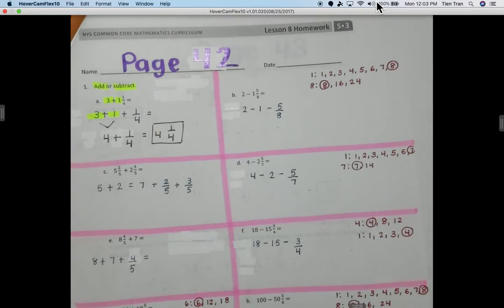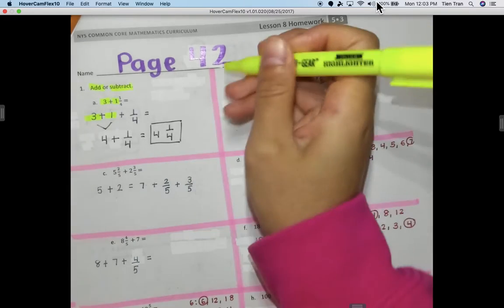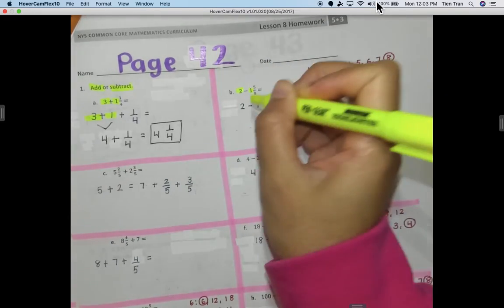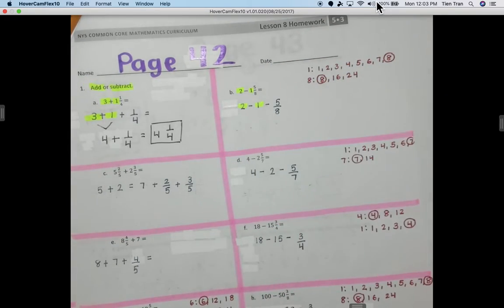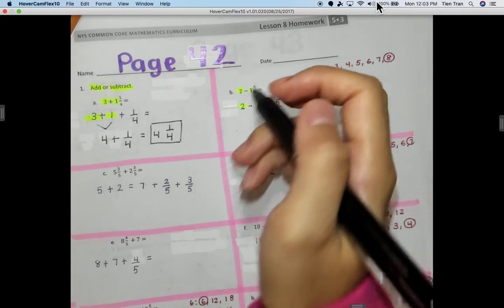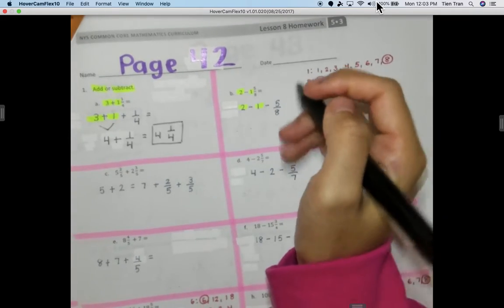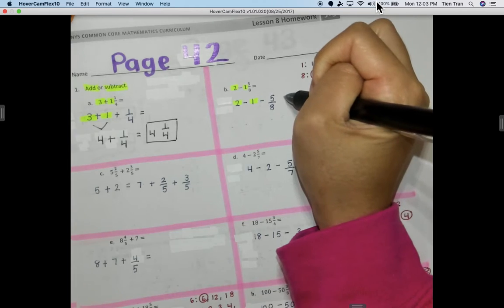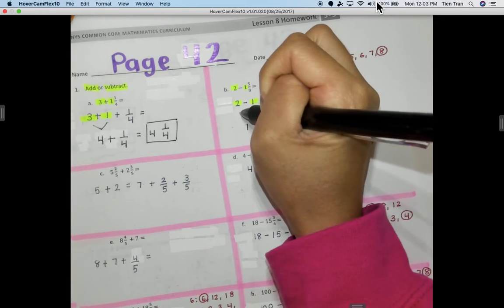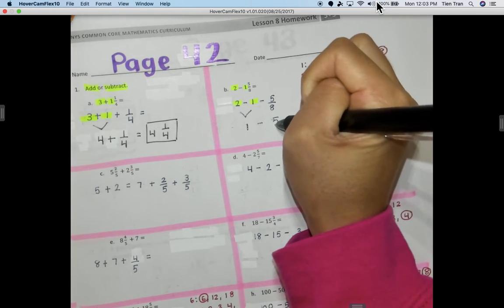Okay, now we're going to move on to problem B. For problem B, it says here 2 minus 1 and 5/8. Notice that I said 1 and 5/8. 1 and 5/8 are separated. So we are going to separate them. 2 minus 1 minus 5/8. So I am going to first subtract 2 minus 1, which is equal to 1. And then we have minus 5/8.